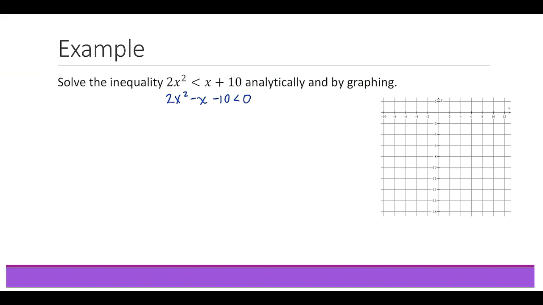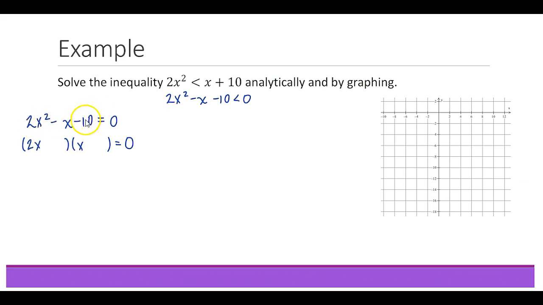To start this problem, we're going to do it analytically. We do need to solve the equation first. So we need to know, when is 2x squared minus x minus 10 equal to 0? We want to try to solve by factoring. So we're going to have a 2x and x. That's the only way we can get 2x squared.